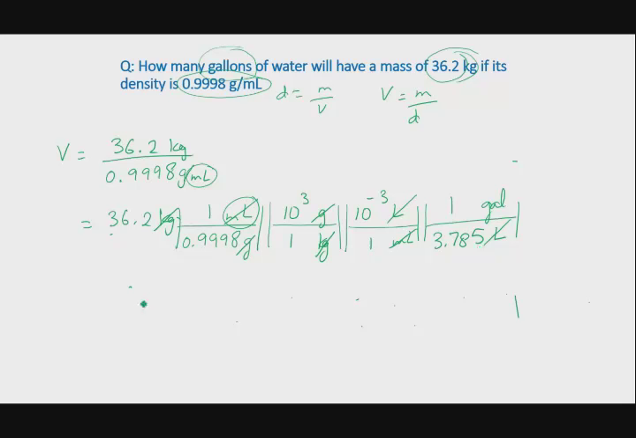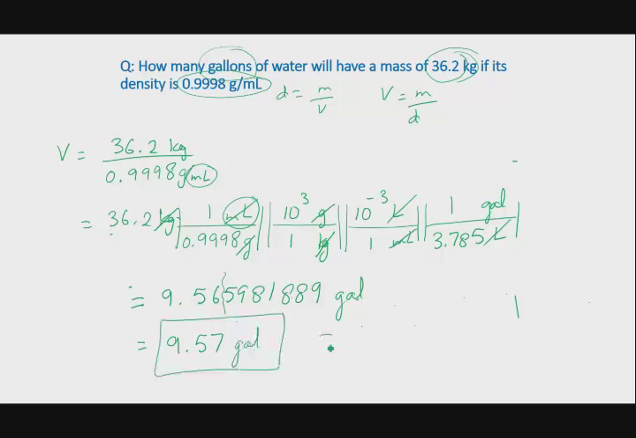When you calculate the answer, the calculator gives us 9.5659818889 gallons. This answer needs to be given in 3 significant figures because of the kilograms, and therefore rounded right there to 9.57 gallons in 3 significant figures.